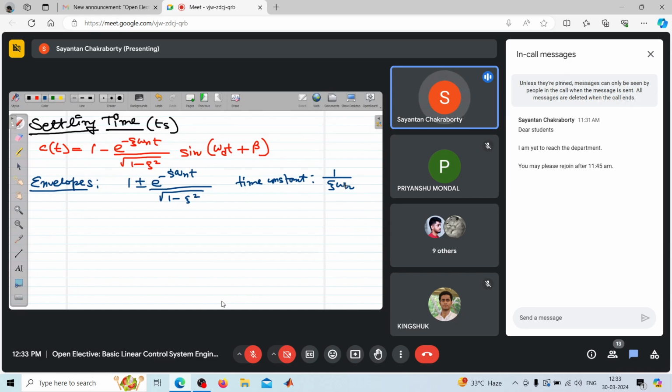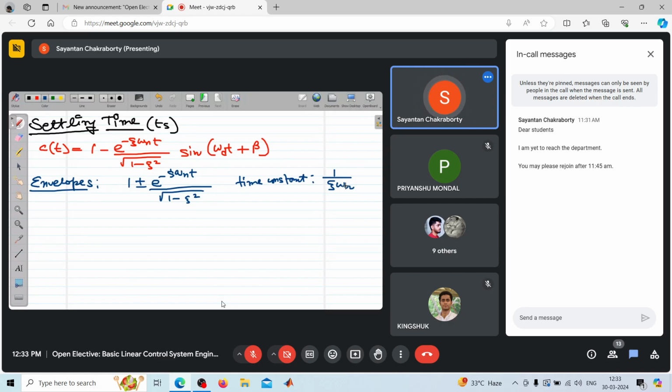So for a given omega n, the settling time will be a function of zeta for the same omega n, and for a range of zeta which varies between 0 and 1, the settling time will change correspondingly.